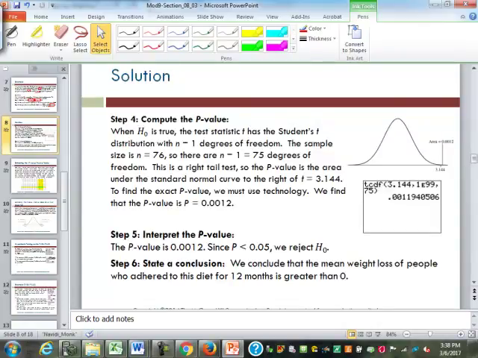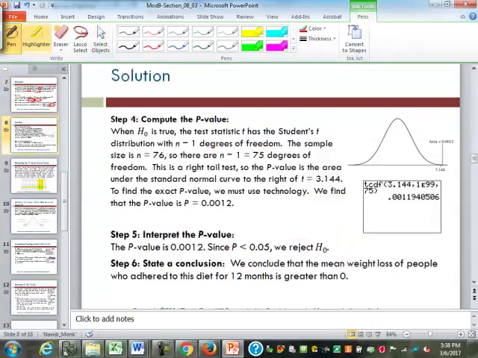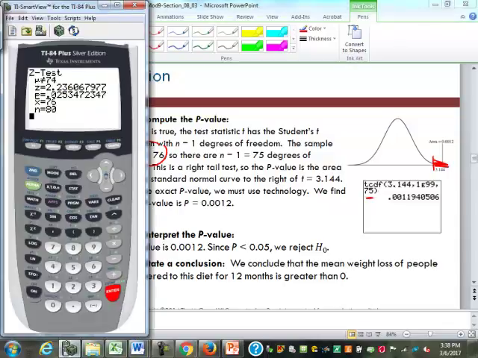So we've got our test statistic of 3.144. This is a right-tailed test because the alternative was greater than. So we are rejecting on the right tail, or upper tail. So we need to find the probability of being greater than 3.144. Now, the 75 here is degrees of freedom. Remember, the sample size is 76, and 76 minus 1 is 75. That's why they put that in there.